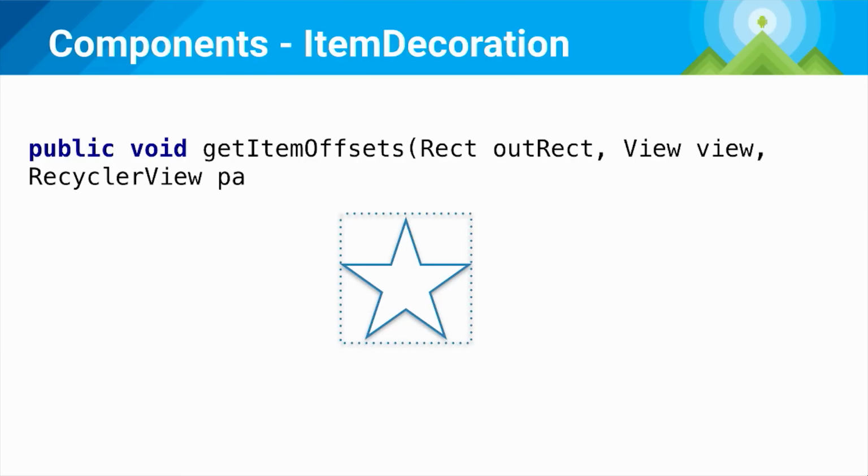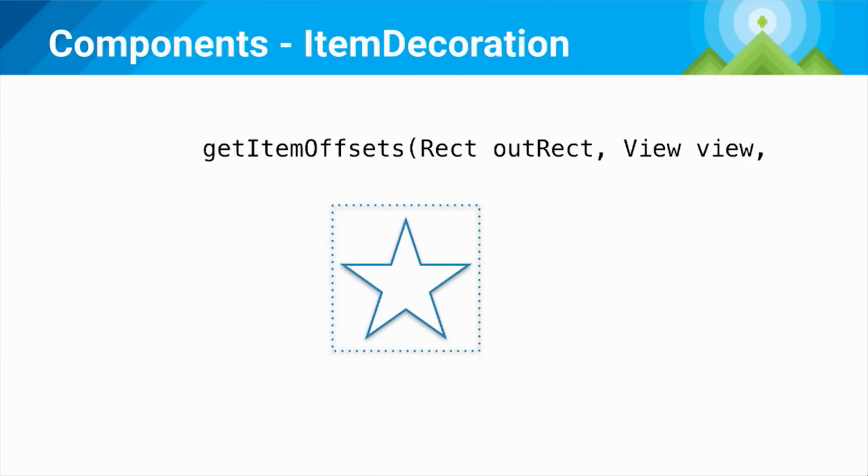So this is my view, and those dots are the boundaries of the view by default. And RecyclerView will ask the item decoration, OK, do you have any offsets for this item? Which means, do you want to draw around this item? Where you can say, yes, just extend it because I need some more space.